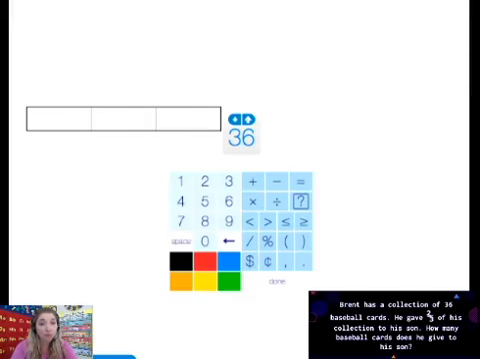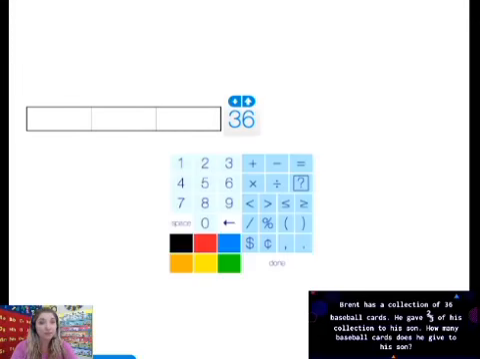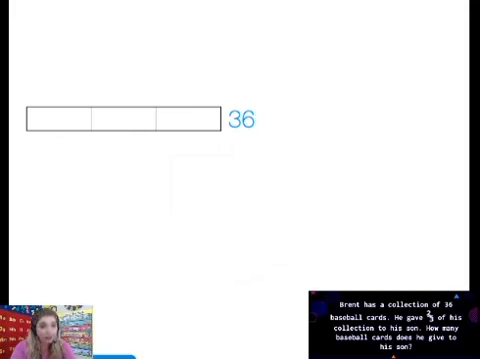And he has a total of 36, and he gave his son 2/3. So I'm going to shade this one and this one, because that is 1/3, 1/3, and this last third he kept for himself. So we're trying to figure out how many cards he gave his son. We have to take 36 and divide it by 3, and if you know your multiplication tables, you can get it pretty quickly. So 36 divided by 3 is 12.